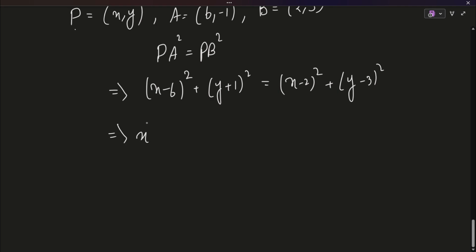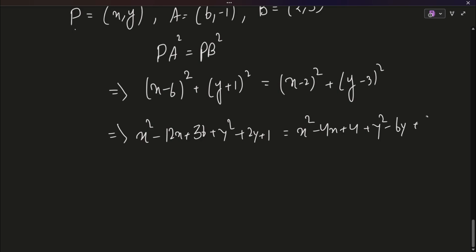Expand everything and you should get x square minus 12x plus 36 plus y square plus 2y plus 1 equals to x square minus 4x plus 4 plus y square minus 6y plus 9. And the x squares and the y squares cut off, and after simplifying everything, you can find that this equation basically gives you x minus y equals to 3, which is what the question has asked us to prove, and we are done.